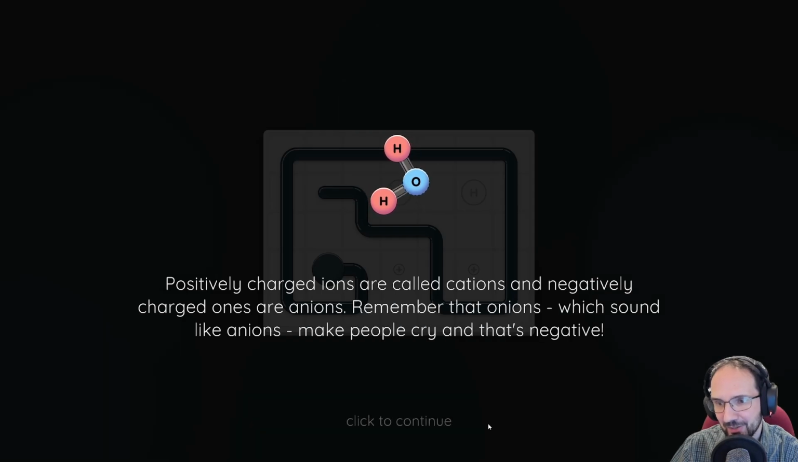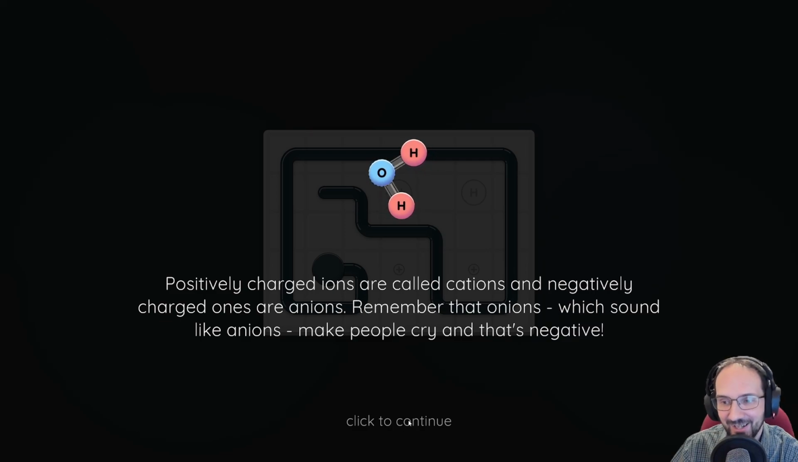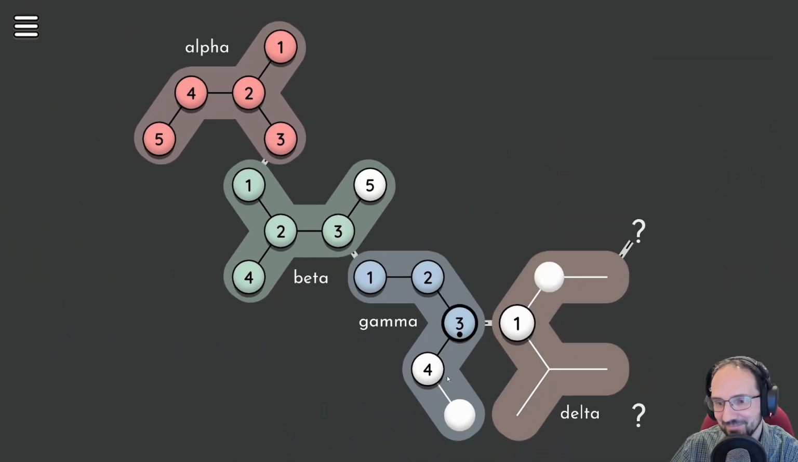Positively charged ions are called cations, and negatively charged ones are anions. Cations and anions. God, okay. Memories deep within my brain are stirring. Remember the onions, which sound like anions, make people cry, and that's negative. Okay. Delta, I'll stick with gamma for now.